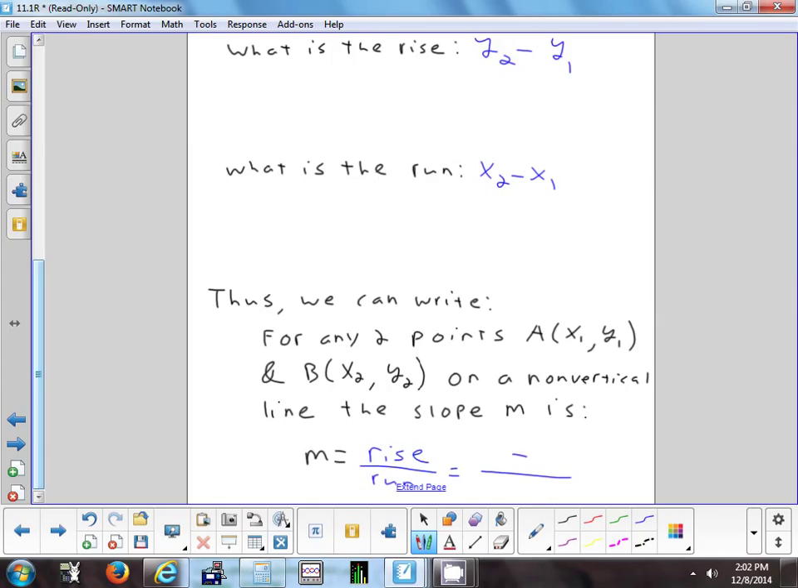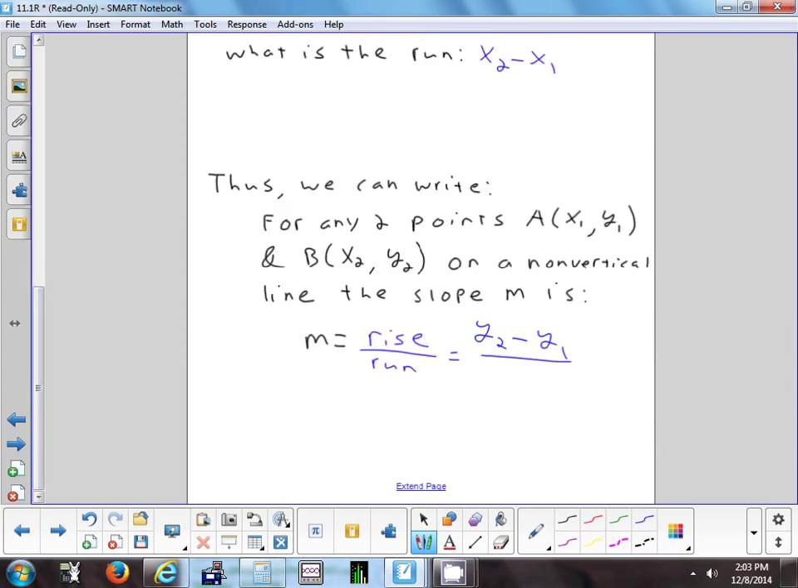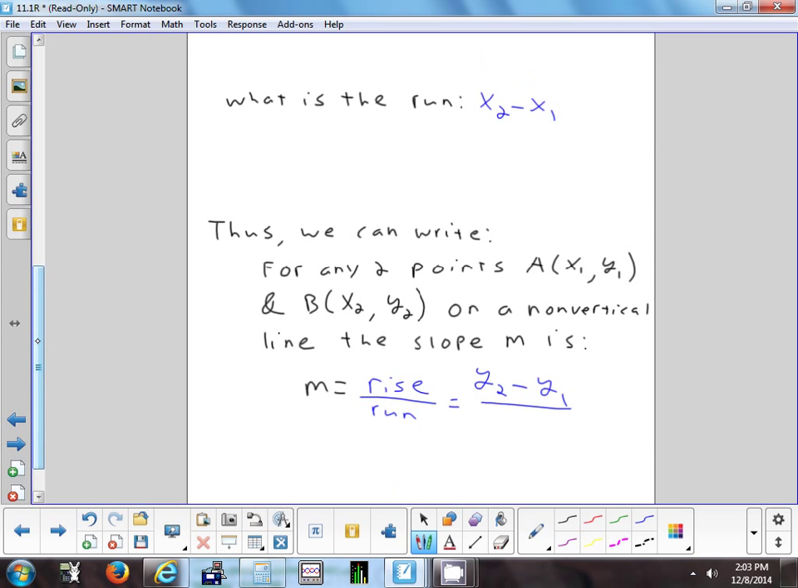So, yeah, subtraction. What do you subtract? y2, y1, x2. Why is it we start with y2? Hold on, we'll get that in a second, Andrew. Okay. What's your formula? How do you find the run? Good. x2 minus x1.